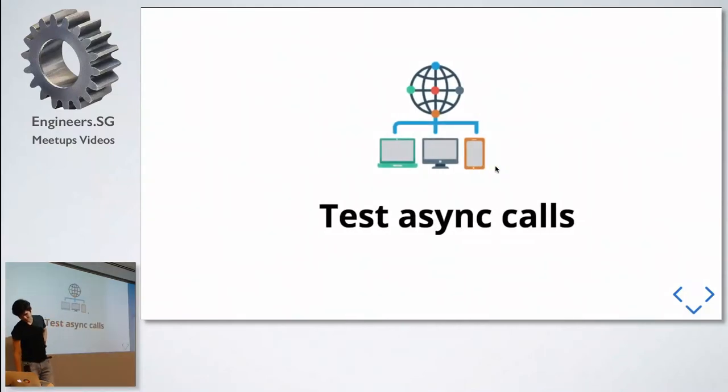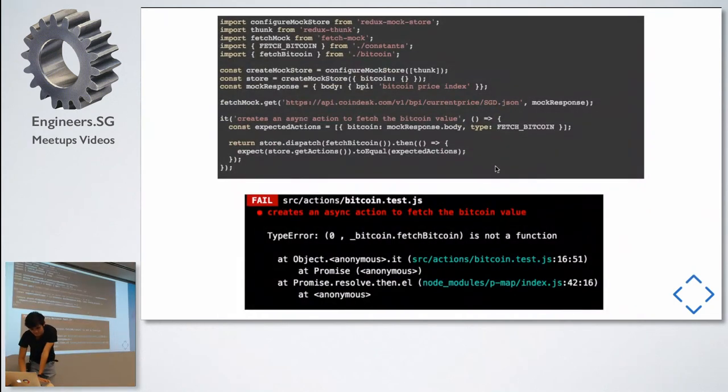Now this one, a lot of people find it difficult to test asynchronous calls, and this one I just demonstrate how you can do it. What I did here was to set up a mock store. Typically in Redux, when you dispatch an action, you expect it to return an object. But Redux Thunk actually allows you to dispatch an action creator, which is a function. This one I didn't show here because I just wanted to show the TDD aspect of it.